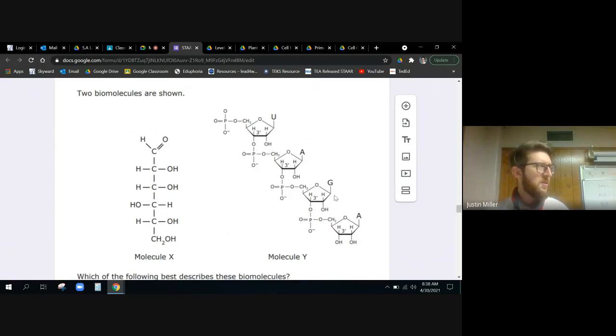U, A, G, A, you remember these letters? G-C-A-T and G-C-A-U, remember GCAT and GCAU? GCAT makes up DNA. GCAU makes up RNA. These are the letters of GCAU. So what does this tell you that this is? Molecule Y.